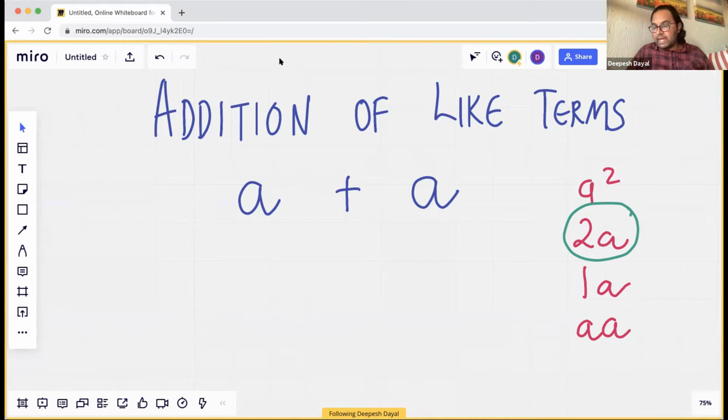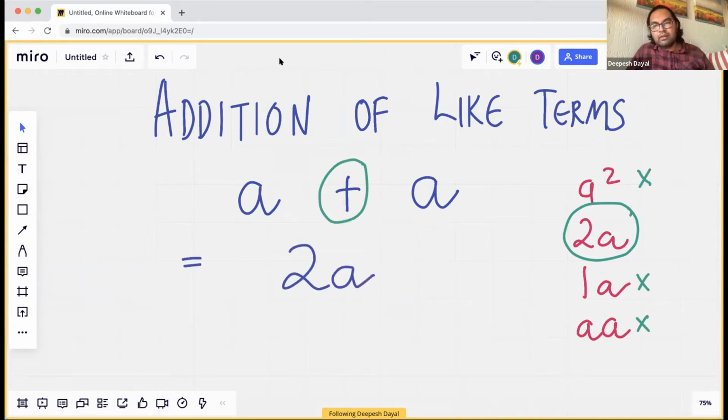It is not a squared, because that means we're multiplying, which we're going to come to later. It is not 1a, because 1a plus 1a is 2a. They are 1a, but it's two of the 1a, so it's not 1a. And it's not AA, because AA is the same as saying A times A. And remember here, what do we have? We've got a plus. So A plus A is 2A. So that's the addition of like terms.